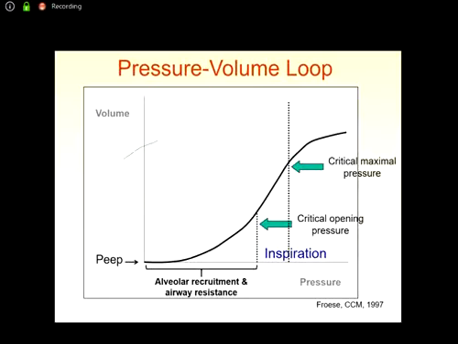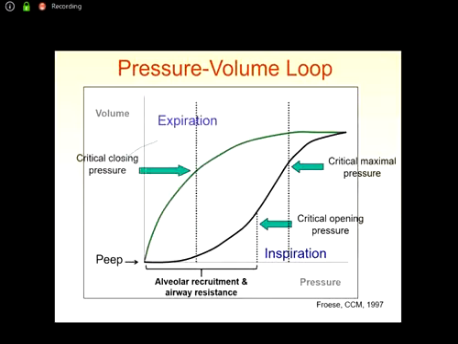Then you have a second pressure on the top. It's called critical maximal pressure, in which you achieve almost maximal volume of those lungs, and the pressure just builds up in the lungs without creating increased volume. And then on the way back during expiration, you have another pressure point, which is the critical closing pressure, in which you tend to deflate the lungs beyond FRC and you tend to lose volume.